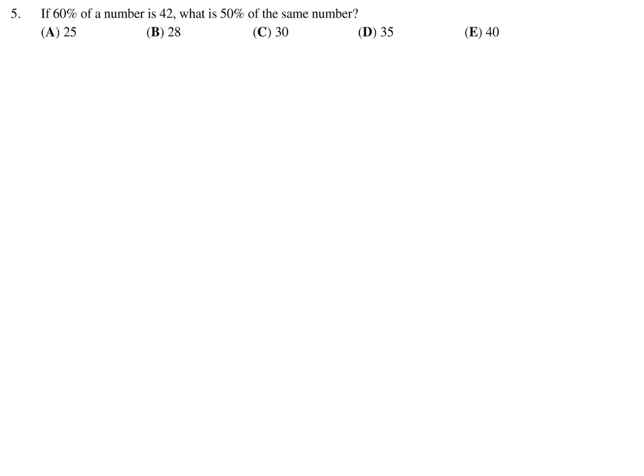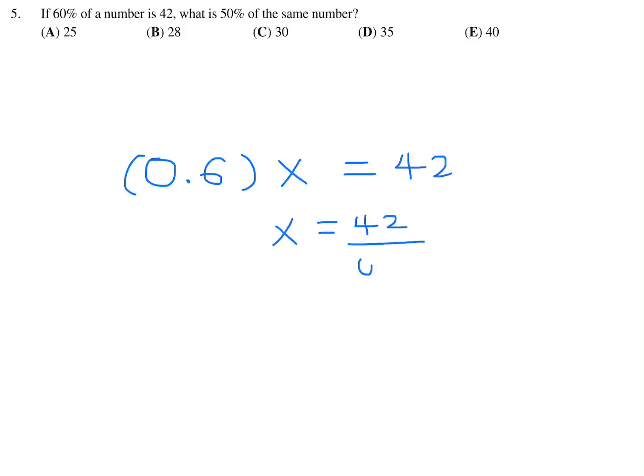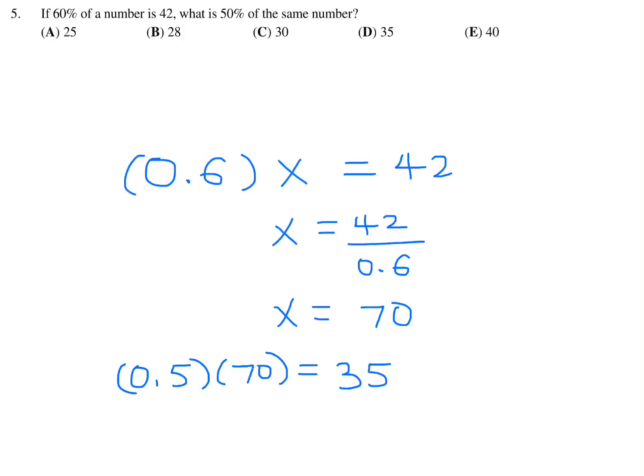If 60% of a number is 42, what is 50% of that same number? So mathematically, you can write this as 0.6, and that number we will just call x. And they've told us that 60% of x is 42. So therefore, x is 42 over 0.6, and therefore x is equal to 70. Now the question is asking what is 50% of that number. So 50% of x is 50% of 70, which is 35. So the answer here is D.